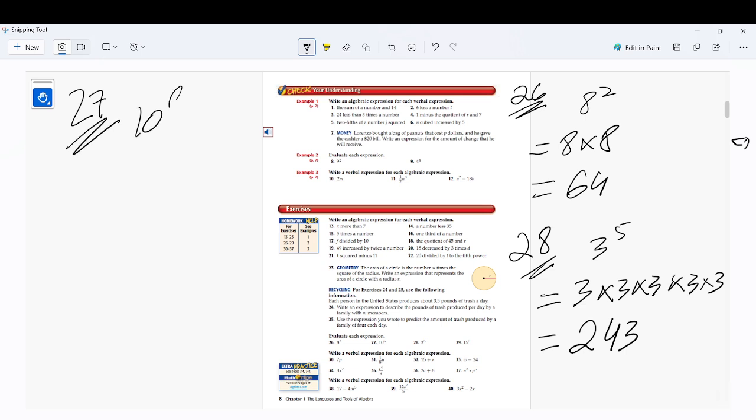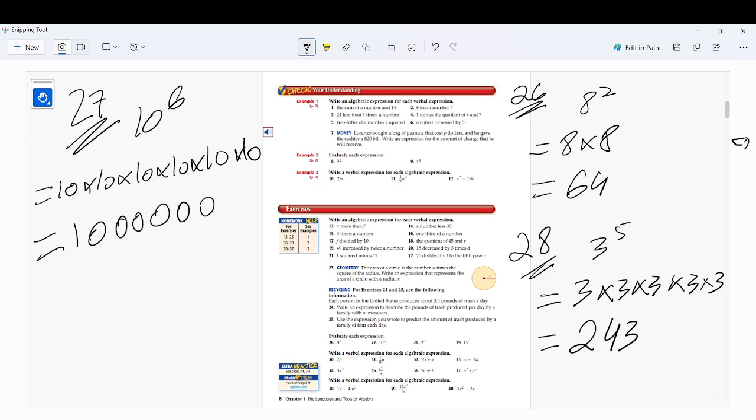And let's do it for 27 also. So 10 to the power 6, which says 10 into 10 into 10 into 10 into 10 into 10, right? So we can write it as 1, 2, 3, 4, 5, 6. So it is 1 million.